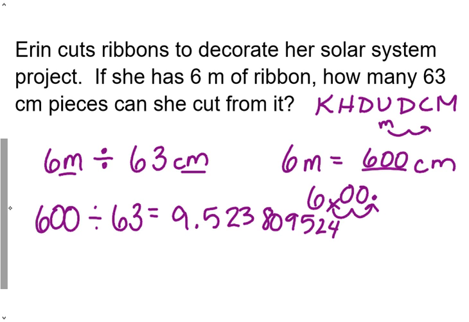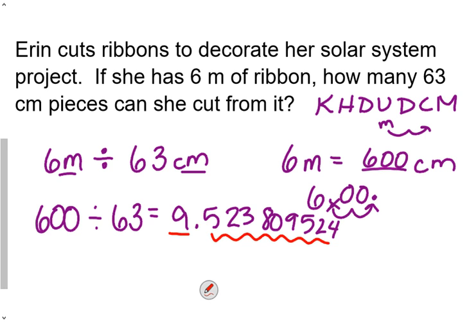That is not the answer to the question, however, because the question says how many 63 centimeter pieces can you get? Well, I can actually only get 9 pieces that are 63 centimeters. Then I'm going to have some ribbon left over. This kind of talks about the amount that's less than a whole piece. That's what the leftover is. So my answer to this should be 9 pieces.